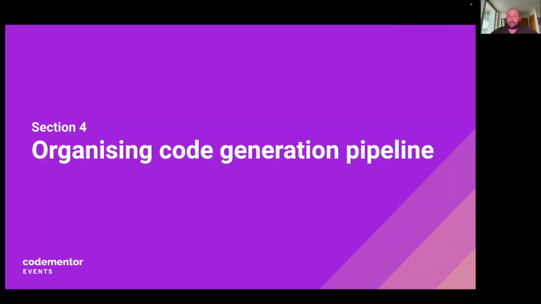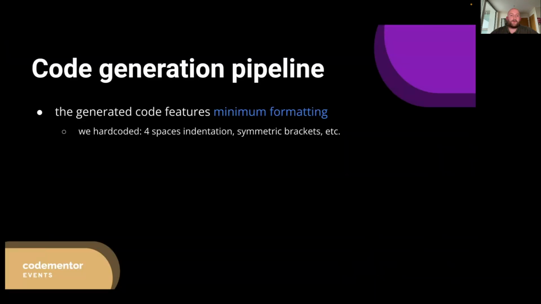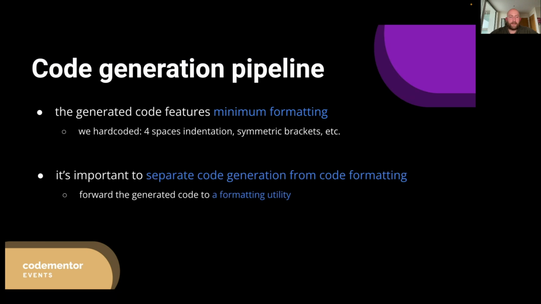As for the code generation pipeline, as you saw, the generated code featured minimal formatting. So I had coded for spaces, indentation. I used symmetric brackets, which might be a bit controversial for the Swift community. But the main idea is that I would like to separate code generation from code formatting.